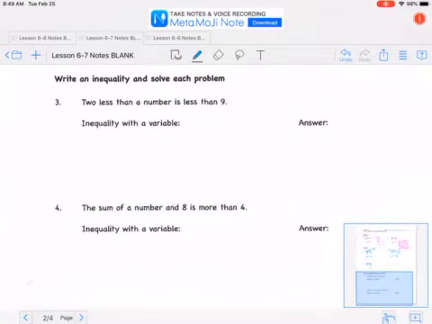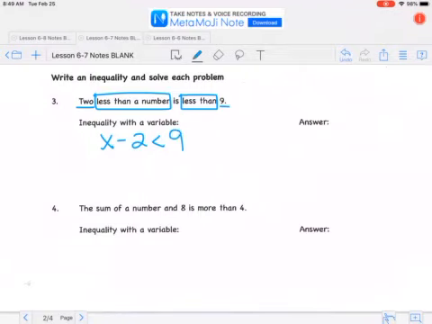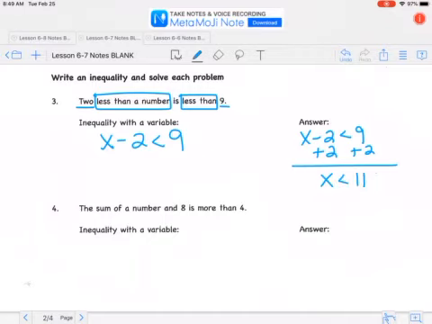All right, so for number 3, it says write an inequality and solve each problem. It says 2 less than a number is less than 9. So 2 less than a number. It's like you have a number, and you're taking away 2 from that number. Then we have is less than, so we use our less than symbol, and then 9. So our answer here, we have x minus 2 is less than 9. We would add 2 to both sides. We'd have x is less than 11.